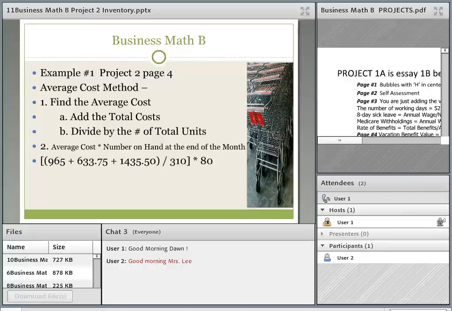In our example, there was $965, $633, and $1,435. Those were the amounts of the total cost of inventory at different periods in the month. And then there were 310 items sold for these, and we had 80 left, the number on hand.